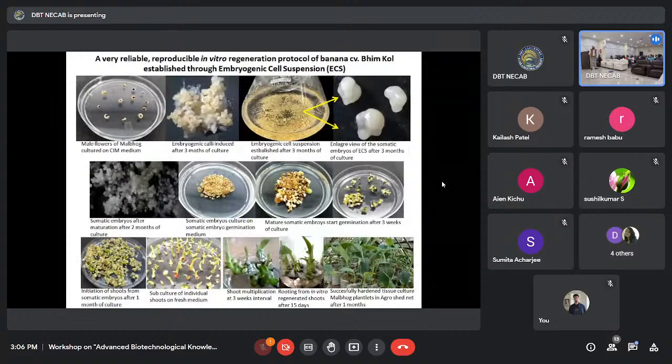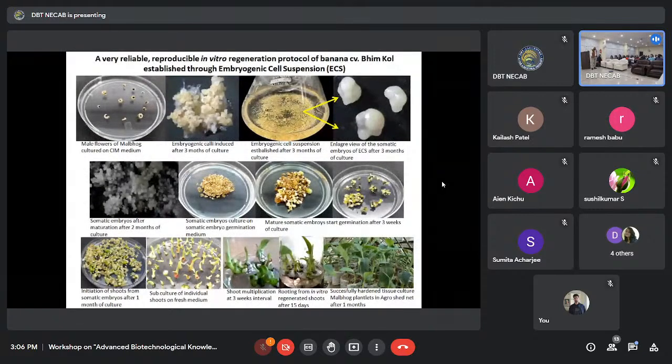Okay, so we get a shoot from here. You can see these tiny shoots, and once we get these small tiny shoots, we immediately transfer them to another medium, and you can see here we get a lot of shoots. Okay, we excise all those shoots.